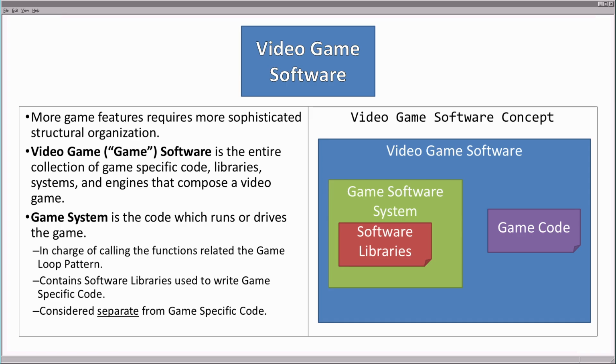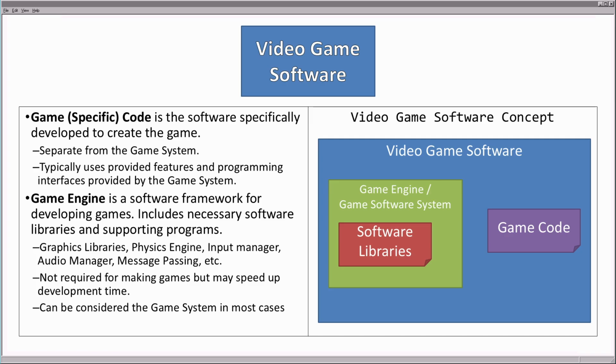The game software system is the code which runs or drives the game. Typically, it is foundational software that calls or invokes the game loop pattern functions that we write in the game-specific code. It contains software libraries used to write game-specific code. However, this is commonly considered separate from game-specific code. As mentioned, it is foundational code that we build our specific games from.